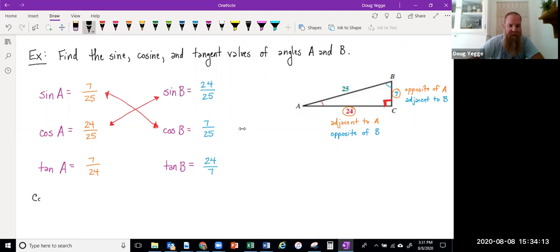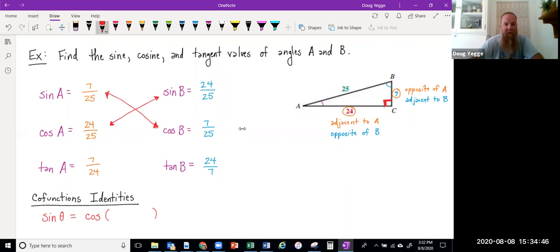Okay? And so what we've recognized here that's a really important idea are what we refer to as identities. Identities are rules that are always true. And we're going to be talking in great detail in future lessons about other identities. But we're going to start off with a couple of cofunction identities that we just learned here. It turns out that if I were to take sine of some angle, that would always be equal to cosine of the complementary angle. So it'll always be equal to cosine of 90 degrees minus that angle.